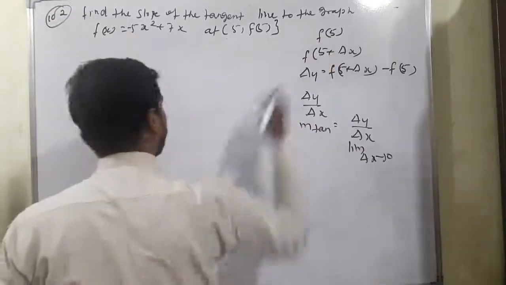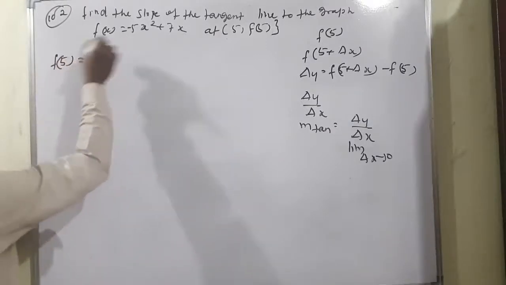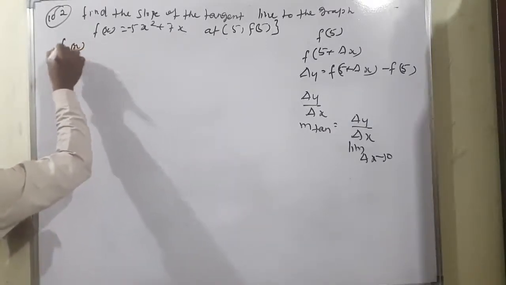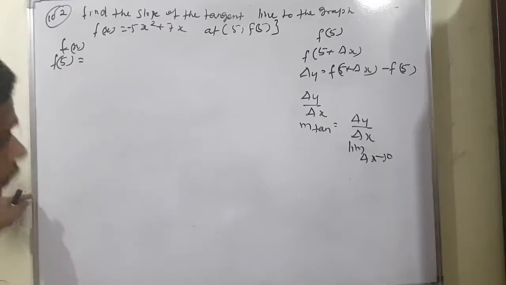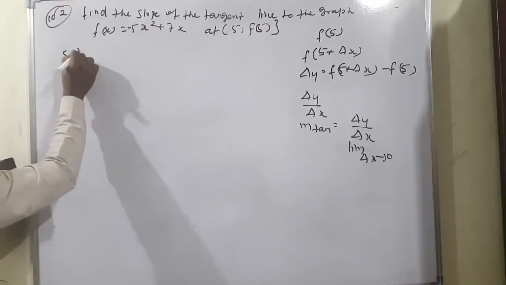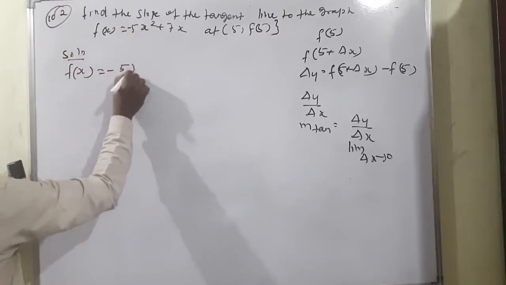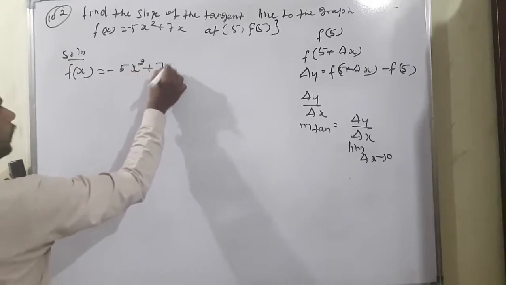Okay, one by one we can apply. First, f of 5. So for f of 5, first you write f of x is equal to, the solution, f of x is equal to minus 5x square plus 7x.